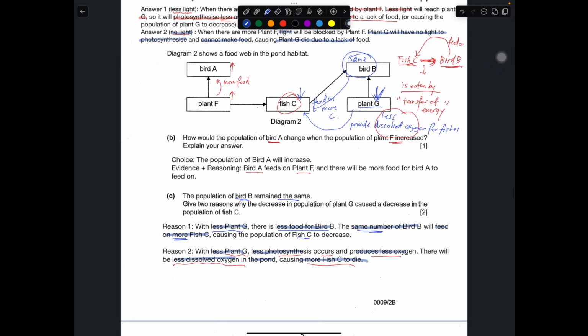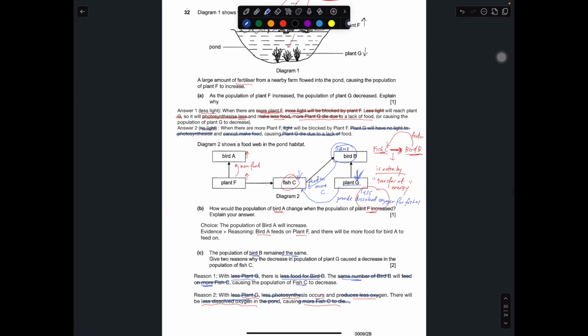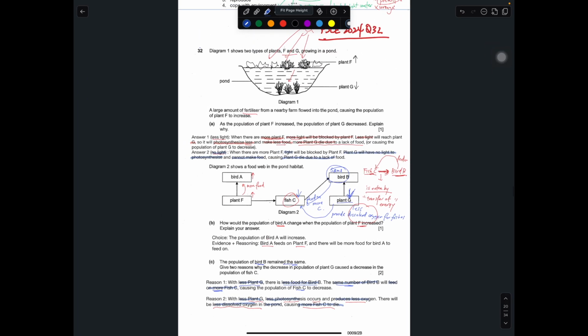So with that, this is more or less the answers for question 32. Let me zoom out so that you can see much clearer.